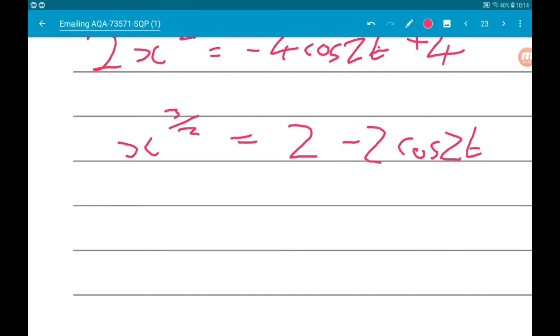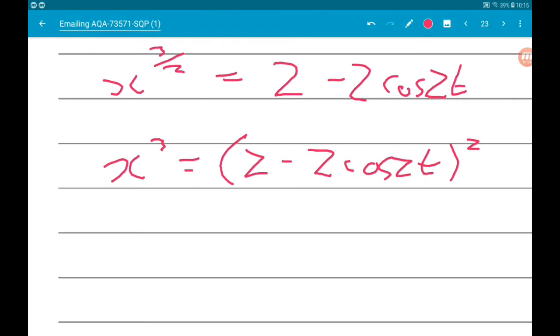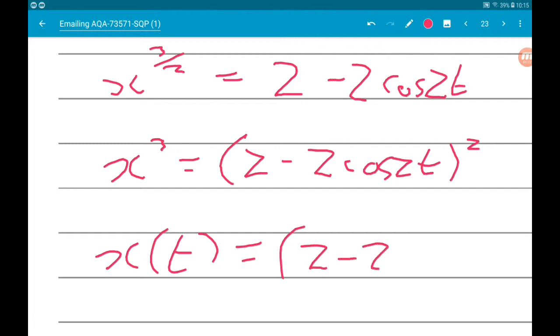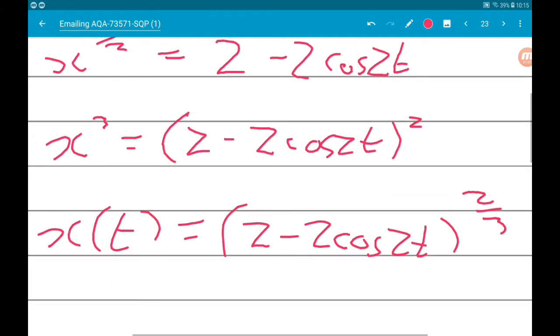Right, so now we need to undo this power. So to undo a power of 3 halves, let's first of all square both sides. So x cubed is (2 minus 2 cos 2t) squared, and then to undo the cube, take the cube root of both sides. So we get x as a function of t is equal to (2 minus 2 cos 2t) to the power 2/3. Good times.